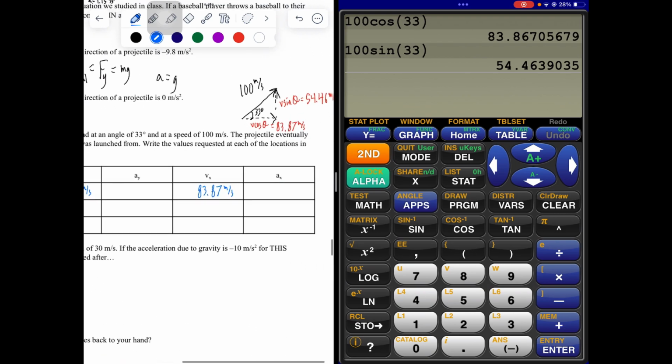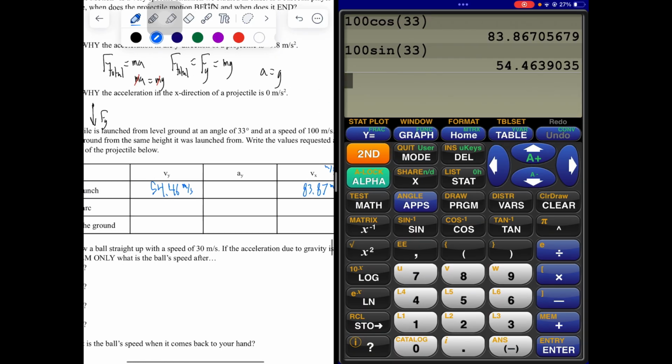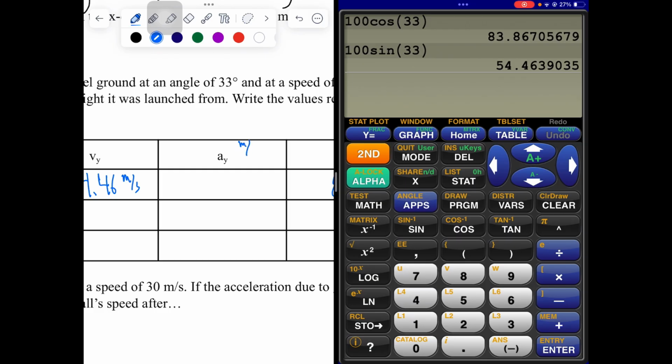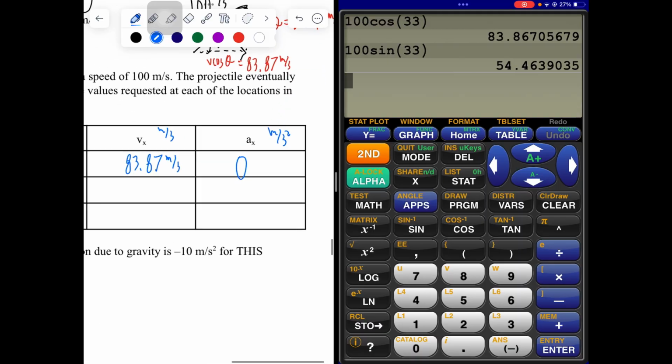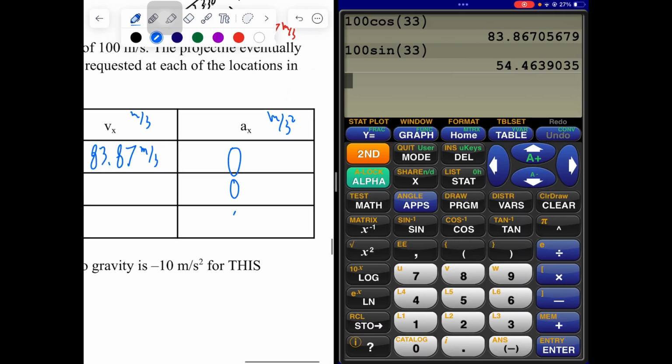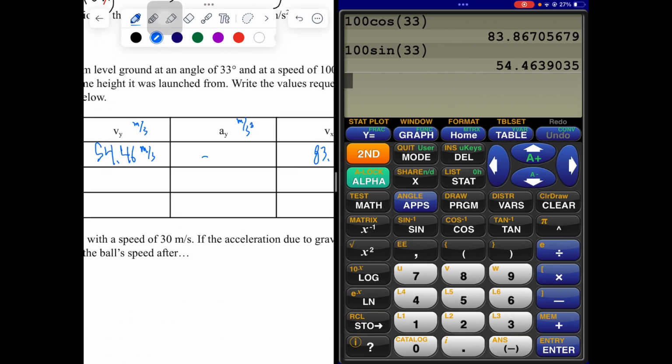In the x direction, the acceleration is always 0. We'll write units up here, so we don't have to write them every time. Acceleration, meters per second squared. Velocity, just meters per second. Our accelerations are never changing for a projectile. In the x, no matter where it's located, that acceleration is 0. In the y, no matter where it's located, that acceleration is negative 9.8.